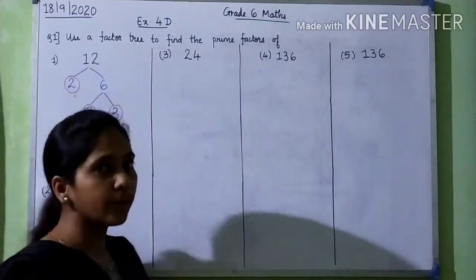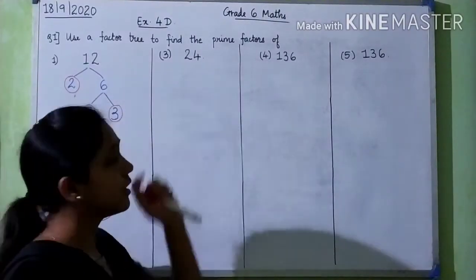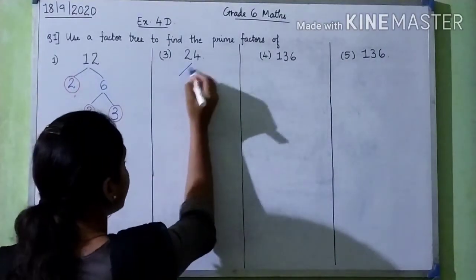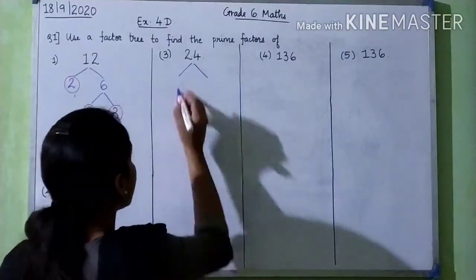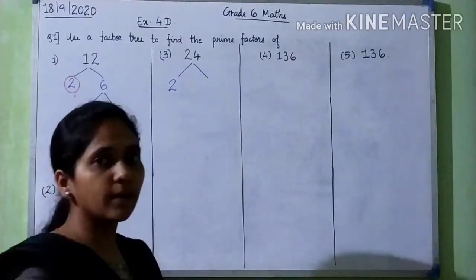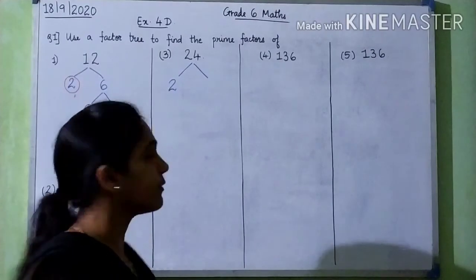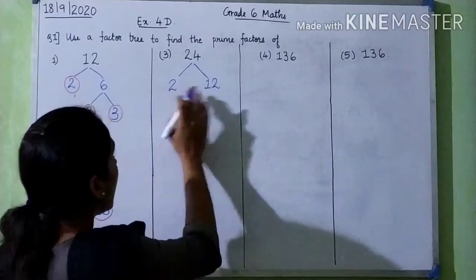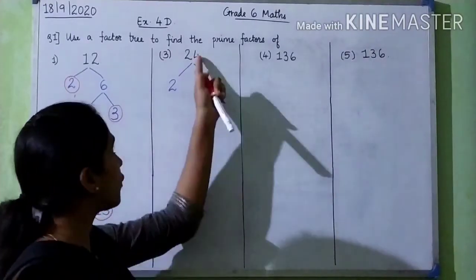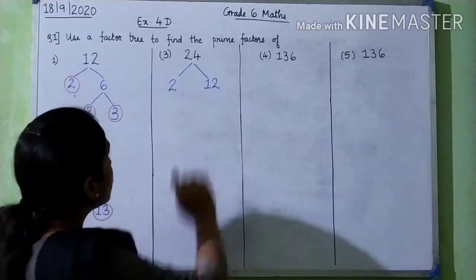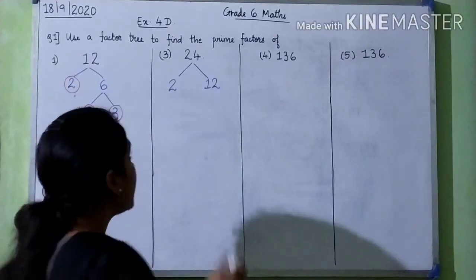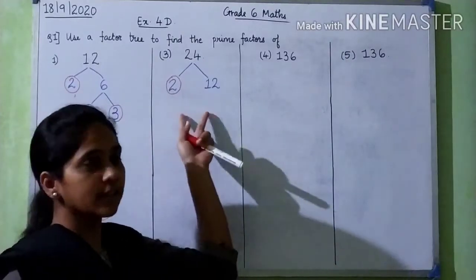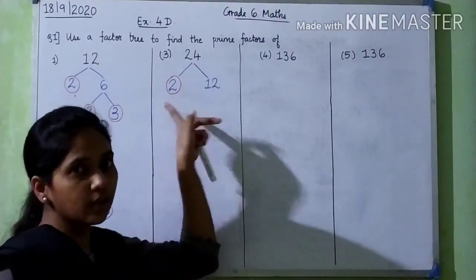The third one is 24. Again we start from the smallest number. 24 can be divided by 2, so I write 2, and 2 into 12 is 24. So the other factor is 12. Now 2 and 12 are the two factors we have got for 24, out of which 2 is a prime number, so I circle it.